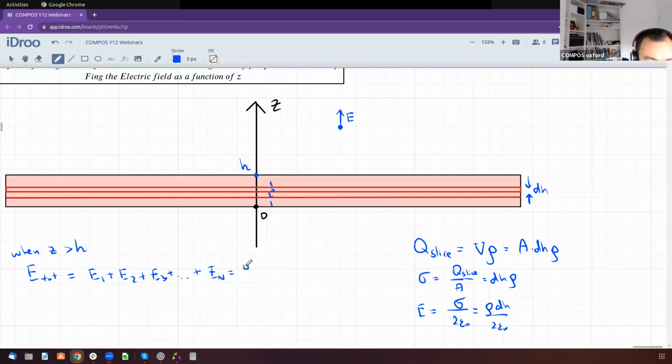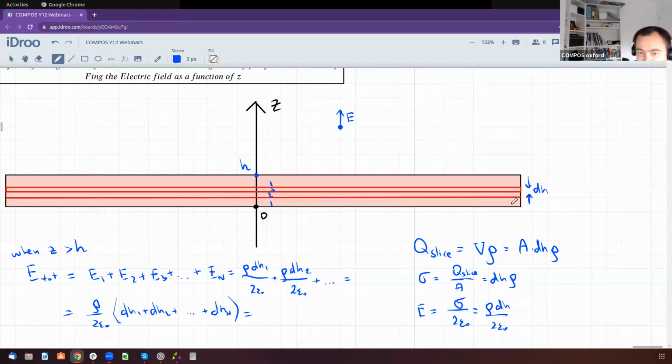It's rho dH1 divided by 2 epsilon naught plus rho dH2 divided by 2 epsilon naught plus etc. But if we take out rho divided by 2 epsilon naught, all we have is dH1 plus dH2 plus etc. plus dHn, which is in fact just H. Because if you add all the dH's, it's going to be rho H over 2 epsilon naught.